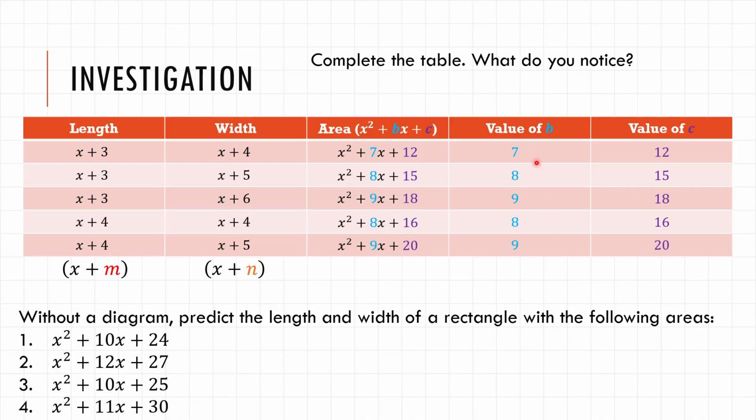Well, hopefully you've been able to pick up on the fact that, hey, 3 plus 4 gives me 7, 3 plus 5 gives me 8, 3 plus 6 gives me 9, 4 and 4 give me 8, 4 and 5 give me 9. So to get the value of B, it looks like I just have to add up m and n.